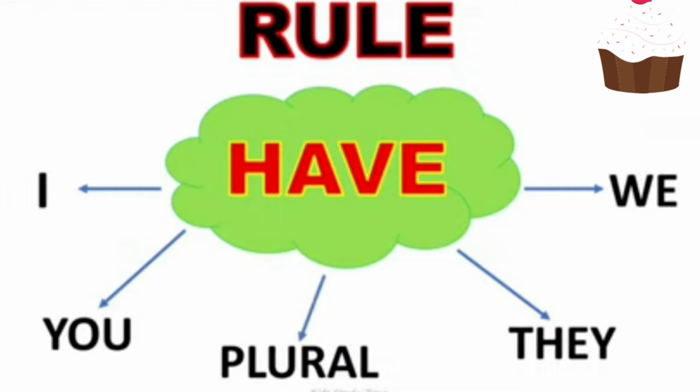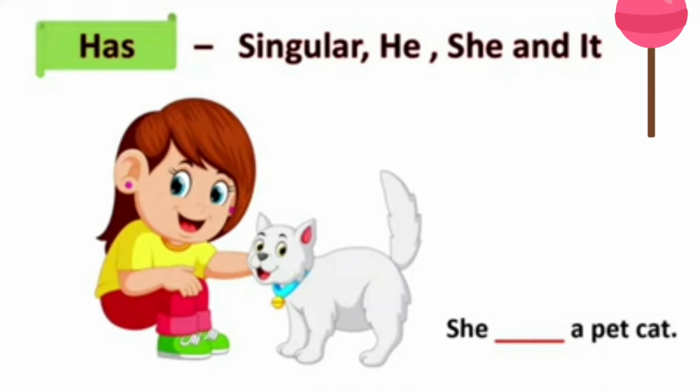We can say, I have a toy, you have a toy, we have some toys, they have some toys, Raj and Priya have some toys. Right? Now children, let us write the rule. Has equals singular noun, he, she, and it. And try to answer the following examples. The first one is she dash a pet cat.